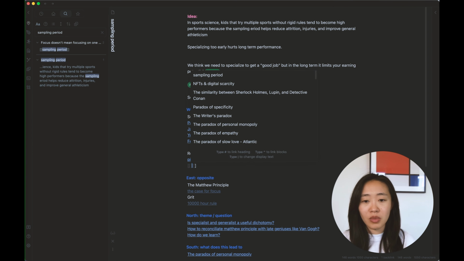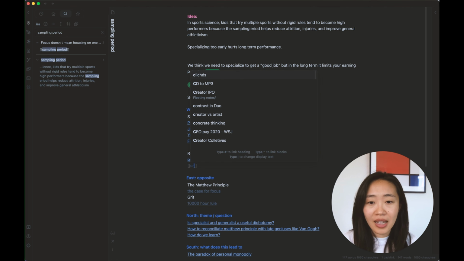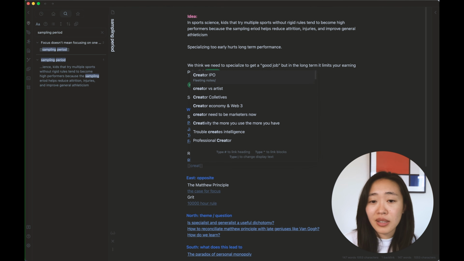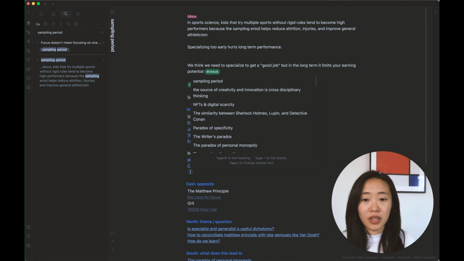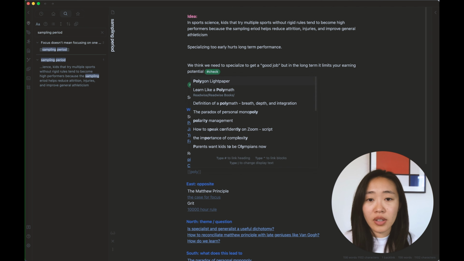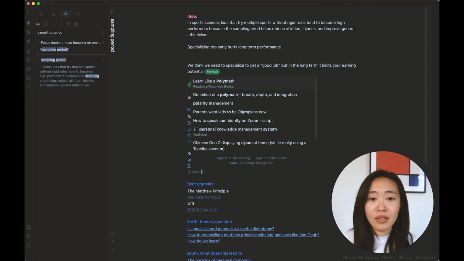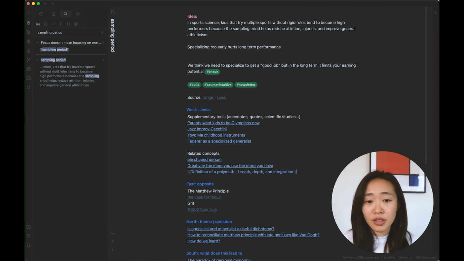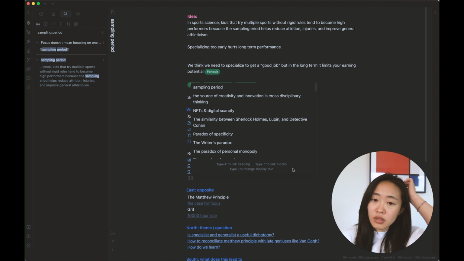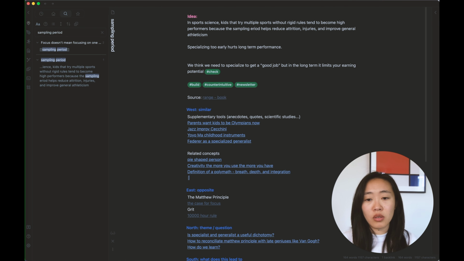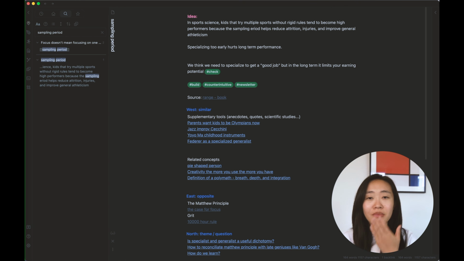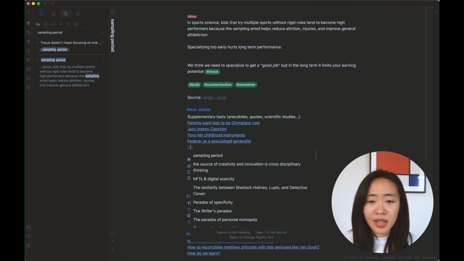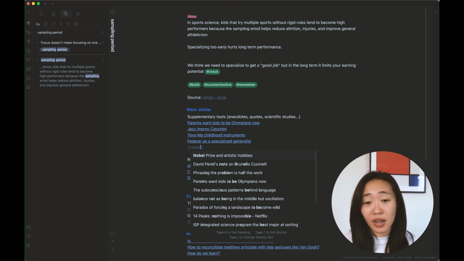So actually, let me see if I have a note on creativity that I can add. Creativity. Trouble creates intelligence. The more that you use it, the more you have it. It could be related. Okay, let's just put that in. Also, this reminds me of the polymath. Let's see if I have anything on learn like a polymath, definition of polymath. Yep, right. Also, this reminds me of Nobel Prize scientists who typically, well, excuse me, have an artistic hobby. Let me see if I have that. Yeah, Nobel Prize in artists.